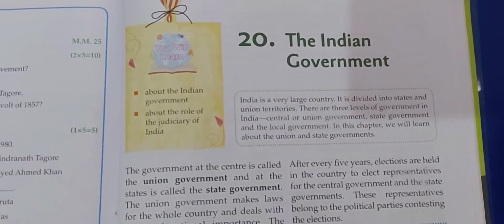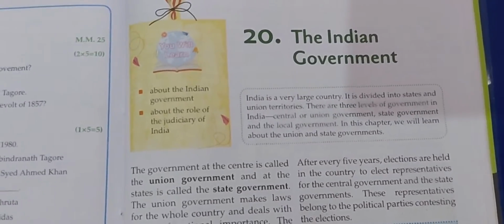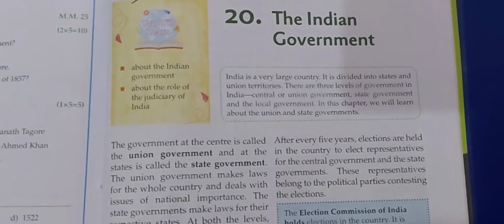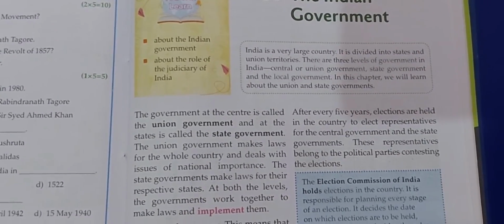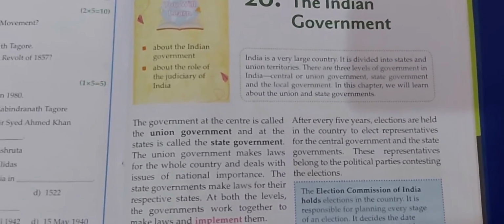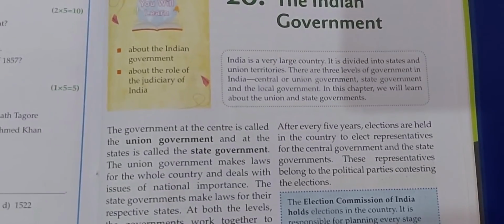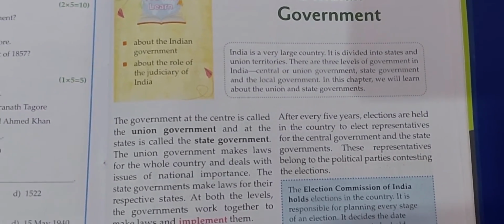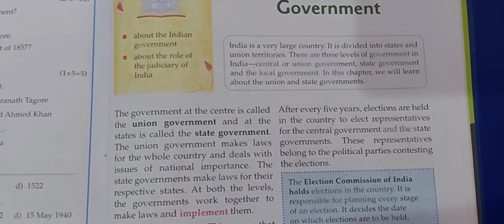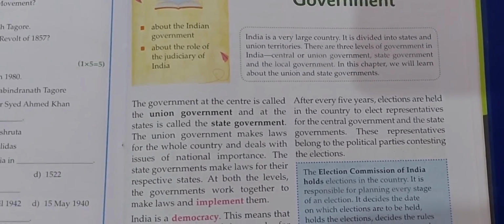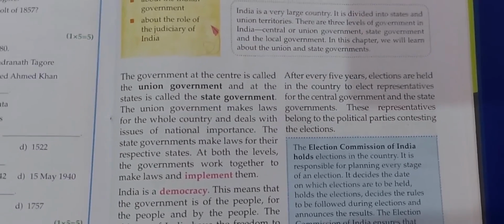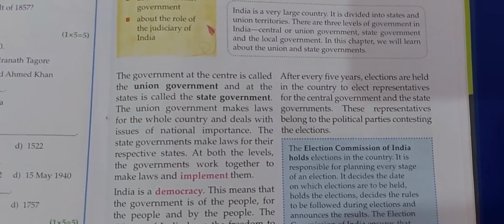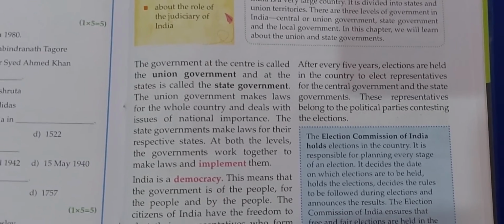The name of the chapter is Indian Government, that is chapter number 20. As you know, India is a large country divided into states and union territories. In India there are three types of governments: one is the central government, second is the state government, and third is the local government. In this chapter you will get to know about all these types of governments and what work they are doing for the people.